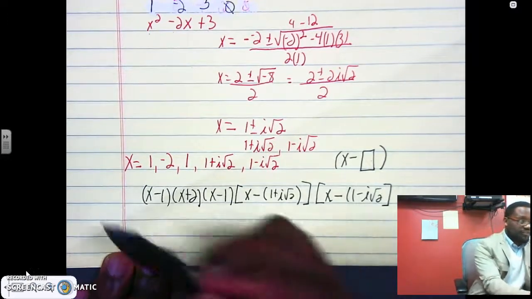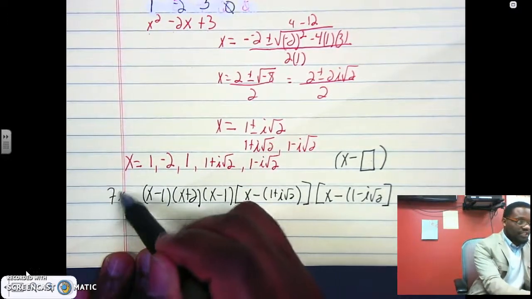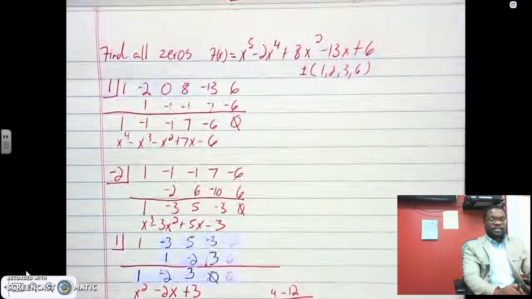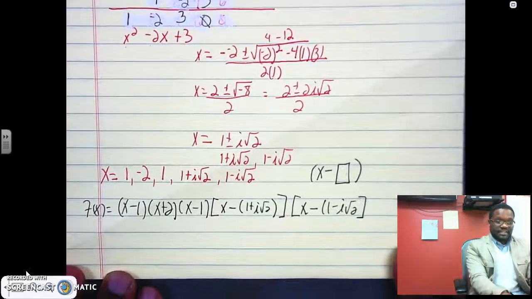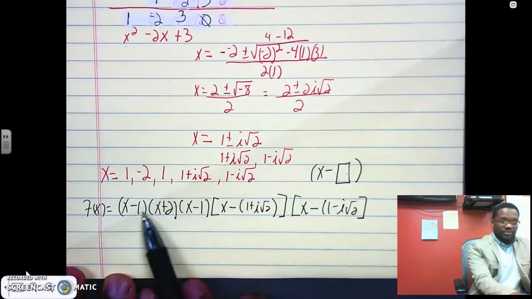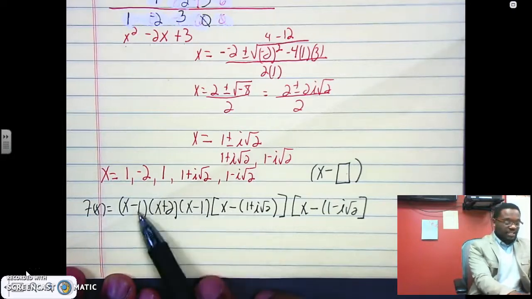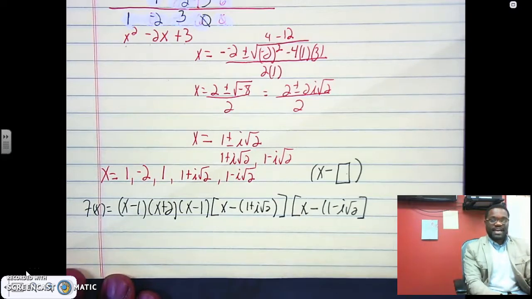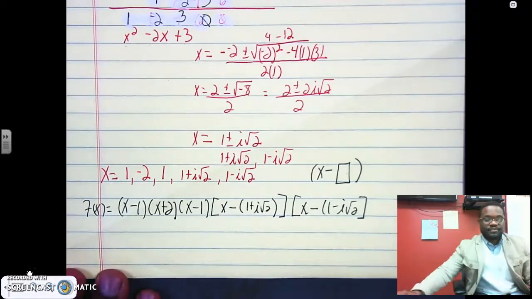And so this is the factored form of my function, my original function at the beginning, which was this here. In factored form, looks like this. This is basically all the zeros that we have. I could take each one of these and set them equal to 0 and get that back. And that's the idea. Alright?